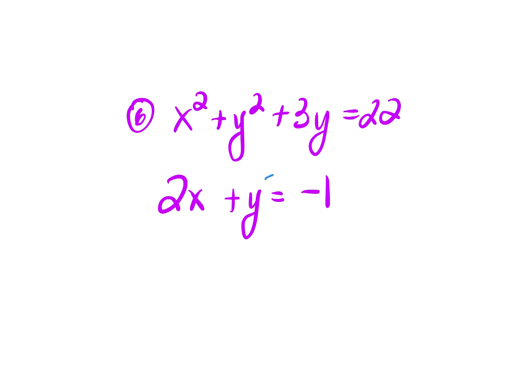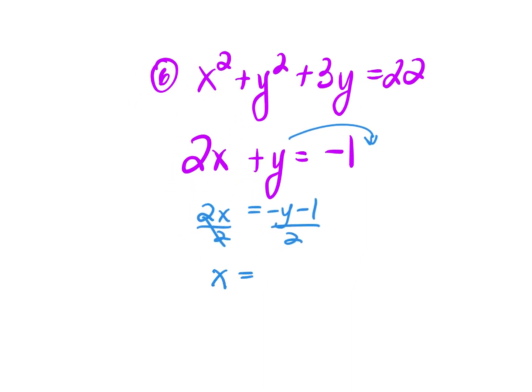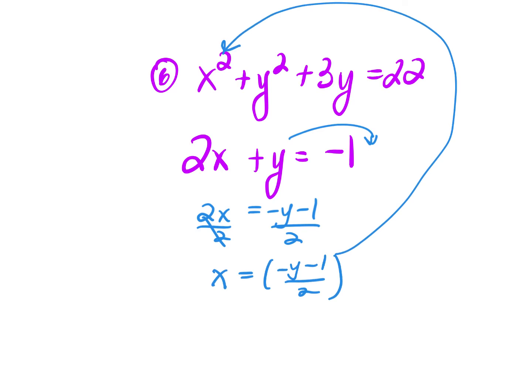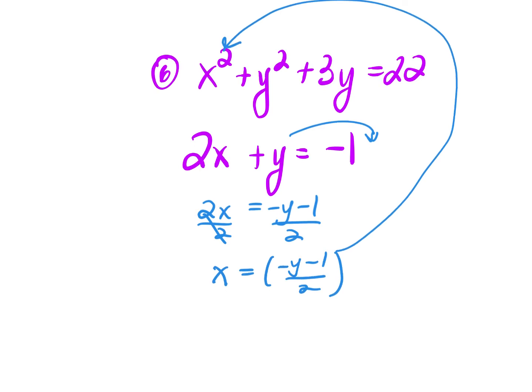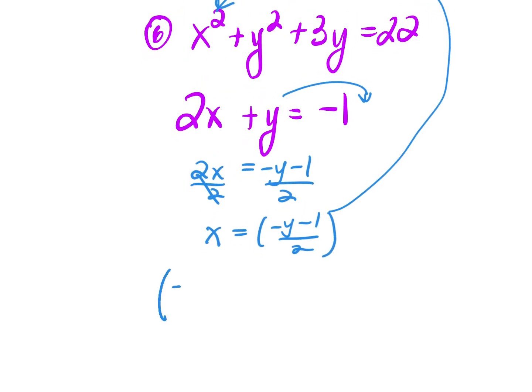Now, the thing with this is if I move this over, I get 2x equals negative y minus 1, right? Then what do I have to do? I have to divide by 2. So where I see an x, I'm going to plug in negative y minus 1 over 2, right? So I'm going to have to put it here, and I'm going to have to square it, right? Could this get ugly? Okay. So I have negative y minus 1 over 2 squared plus y squared plus 3y equals 22.